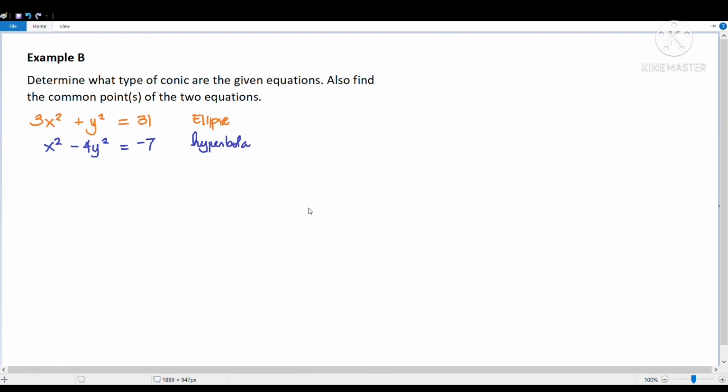Now let's determine the solutions of these systems of nonlinear equations. First, we have to determine a certain value of x or y from one of these two equations. So I think I will be using the second equation, which is x squared minus 4y squared is equal to negative 7. It is easier to manipulate than the first equation. So I will be solving for the value of x.